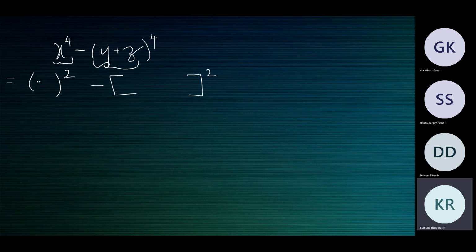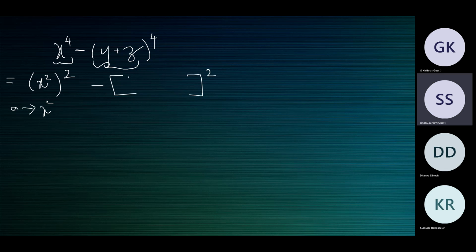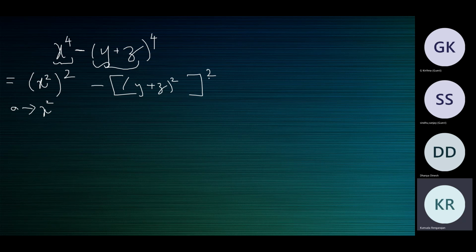So what should be a? x square. So a is x square. And here what should be b? y plus z the whole square, ma'am. Why? Because only then 2 into 2, 4. Yes, ma'am. What is in the bracket is b. So b is y plus z the whole square.